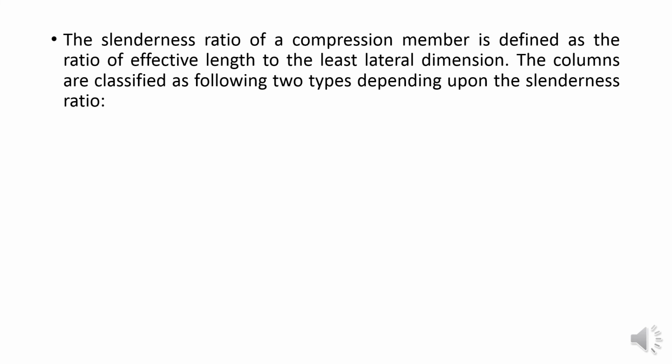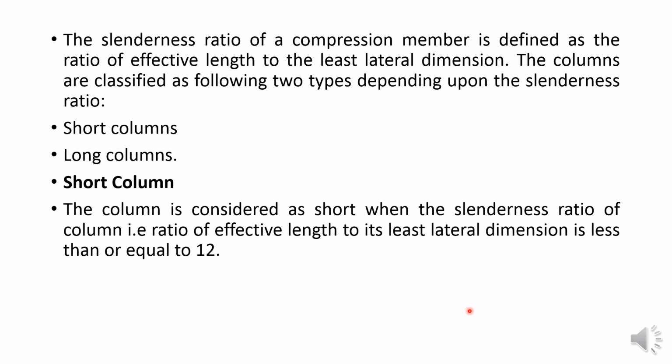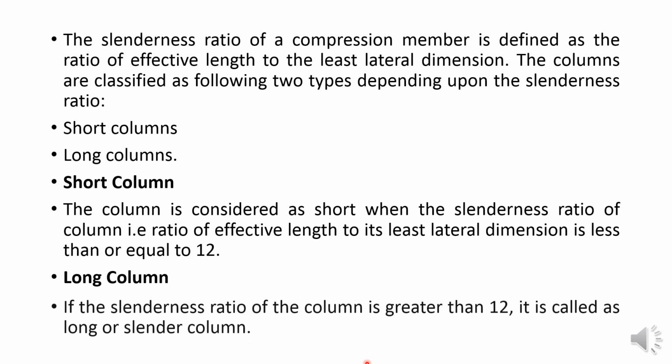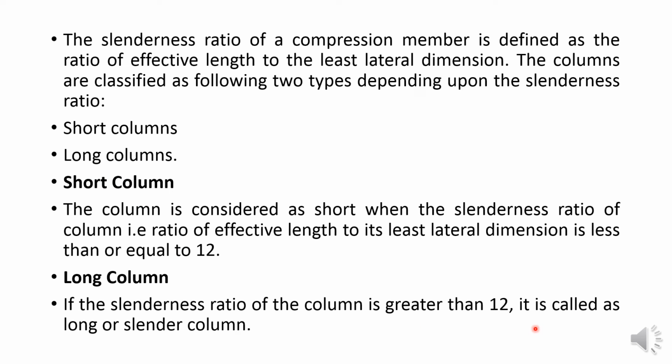Next is based on slenderness ratio. The column is divided into a long column and a short column. So what is slenderness ratio? The slenderness ratio of the compression member is defined as the ratio of effective length to least lateral dimension. A short column is one where the ratio of effective length to least lateral dimension is less than or equal to 12. A long column is one where the slenderness ratio is greater than 12.